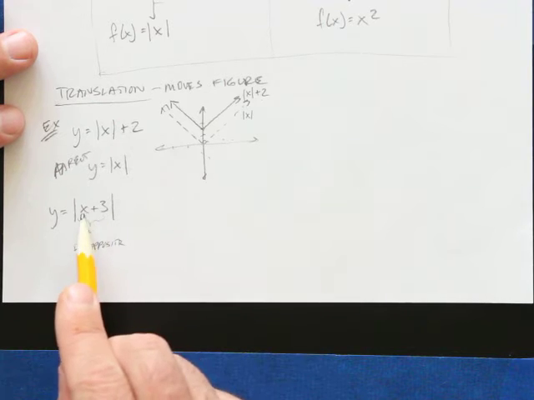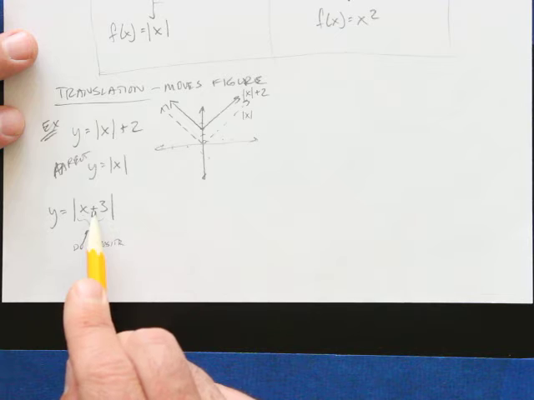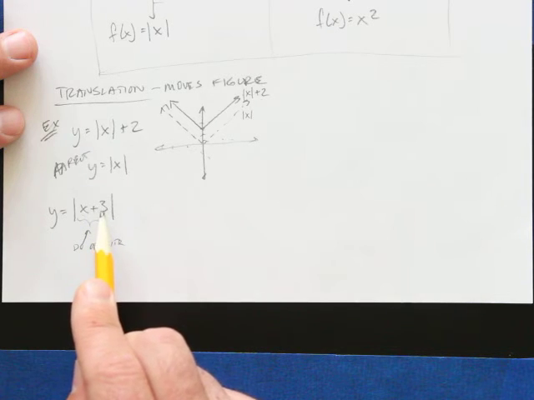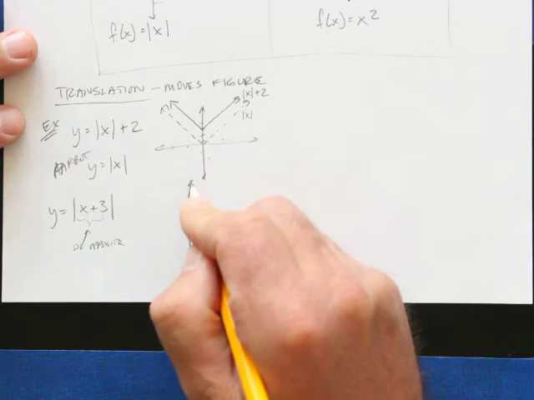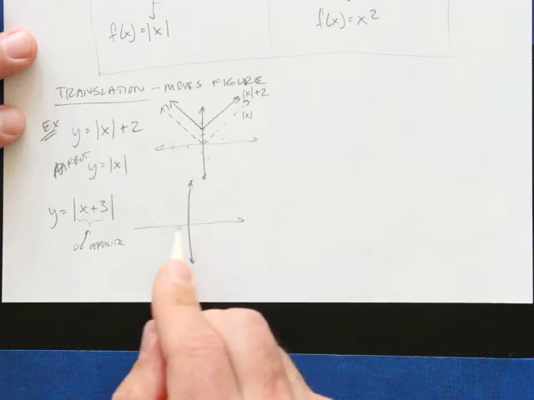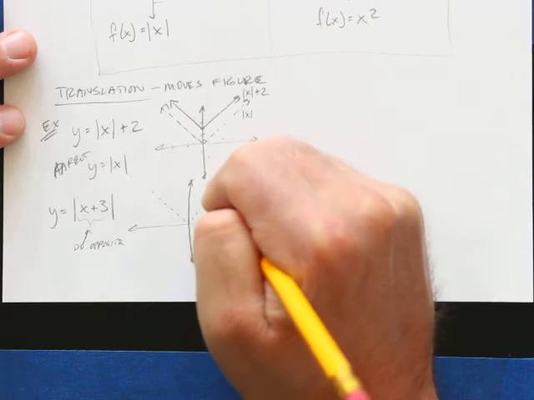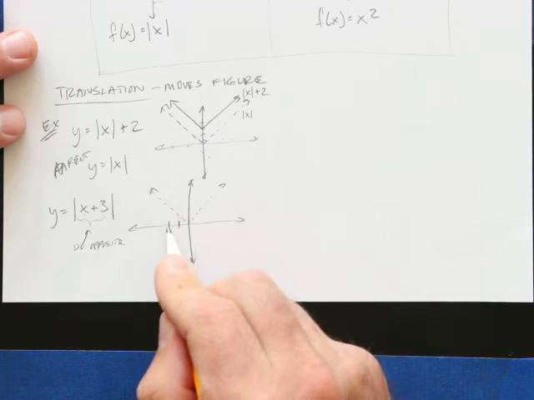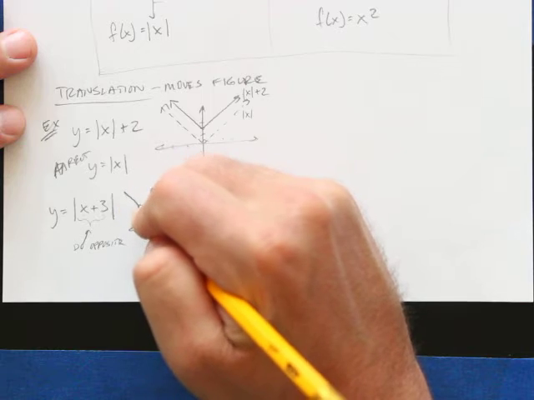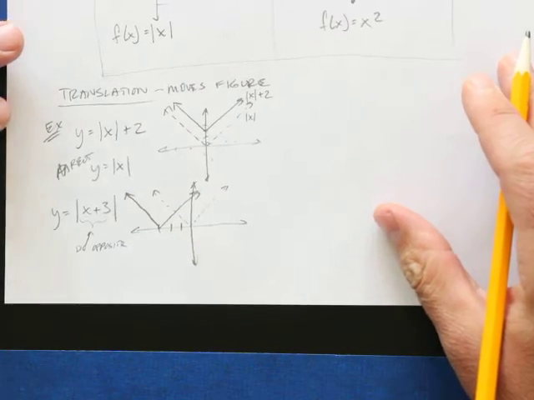Now, if it is inside this absolute value sign, next to the x, you do the opposite of what you think you should do. So this, you think you should move it to the right 3, but really you need to move it to the left 3. So here is my parent, and I move it to the left 1, 2, 3, and I have graphed my absolute value translation there.